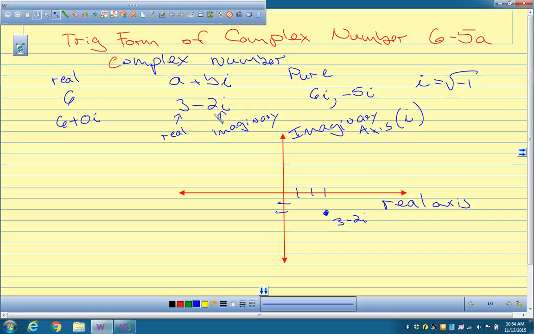How would I graph 6? I just go over 6. 1, 2, 3, 4, 5, 6. So 6 is just where it would be. How would I graph 5i? Up 5. I just go straight up 5. 1, 2, 3, 4, 5, because it's over 0, up 5. So there's 5i right there. So that's how you graph things in the complex plane.